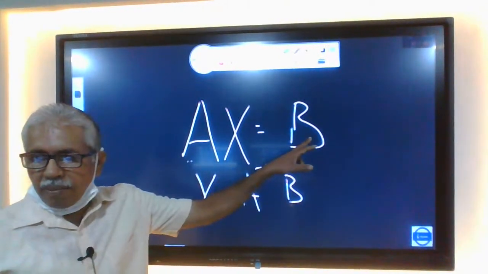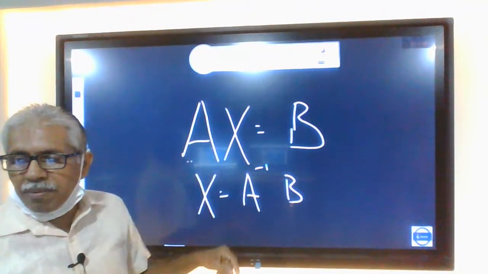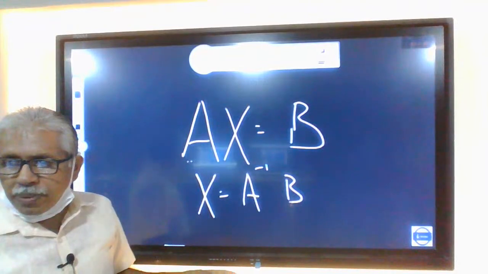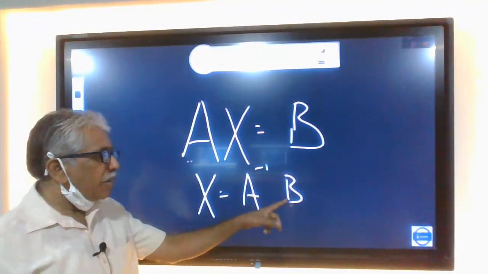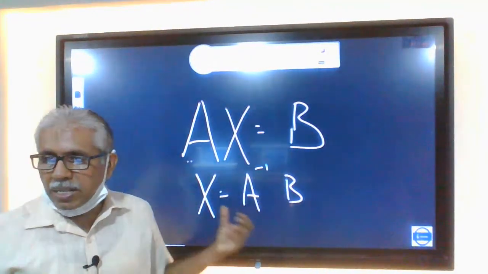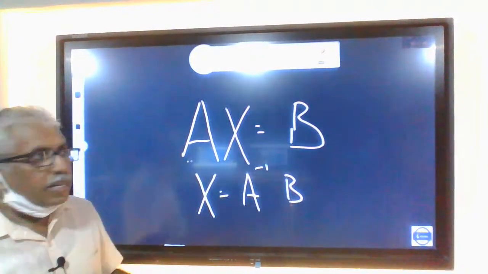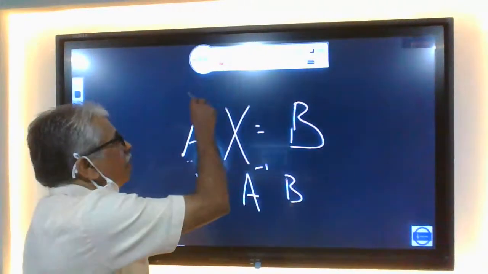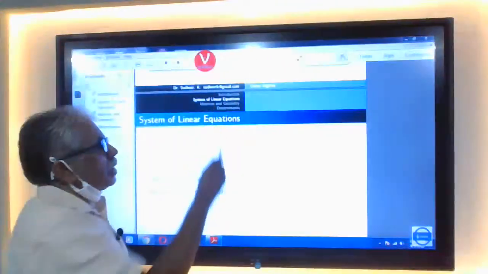B is a known matrix. A is given to you, and its inverse is unique. So A inverse will be a unique matrix, A inverse times B will be a unique matrix, or x will be a unique matrix, or there is a unique solution. So if determinant A is not equal to 0, we will get a unique solution.